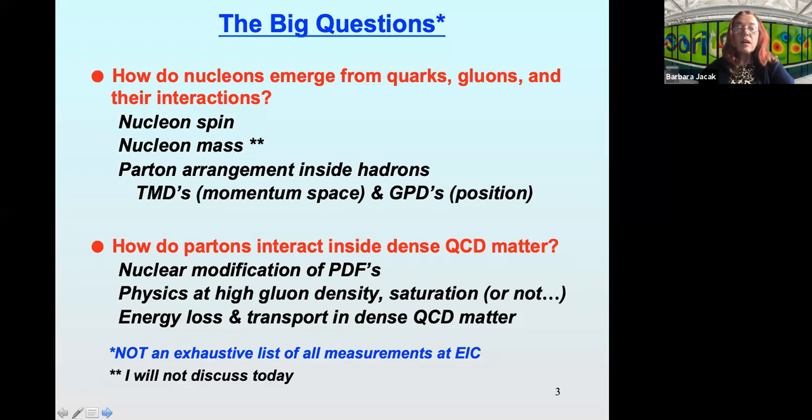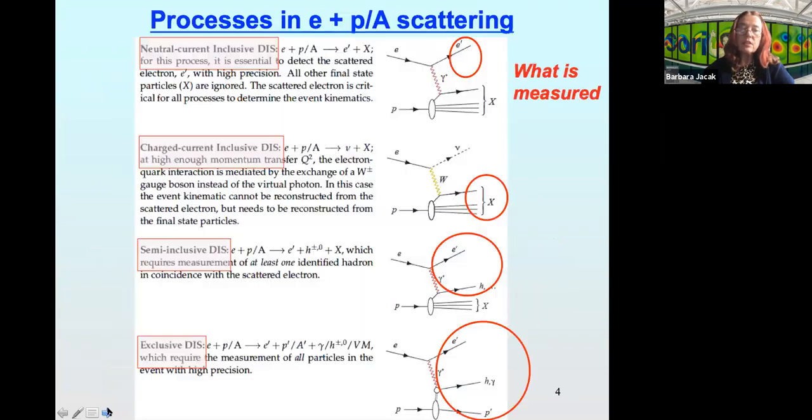The other question that I think is very key for the EIC, and that motivates the e plus nucleus collisions, is how do partons interact inside dense QCD matter? We want to better understand the nuclear modifications of PDFs and what the physics is at high gluon density. There are a lot of predictions and some hints that the density saturates. So one of the discovery potentials at the EIC is to look for evidence of saturation. Maybe more immediately relevant to JETSCAPE is, what are energy loss and transport in dense but cold QCD matter like? So I'll talk a bit about what we can do to answer those kinds of questions.